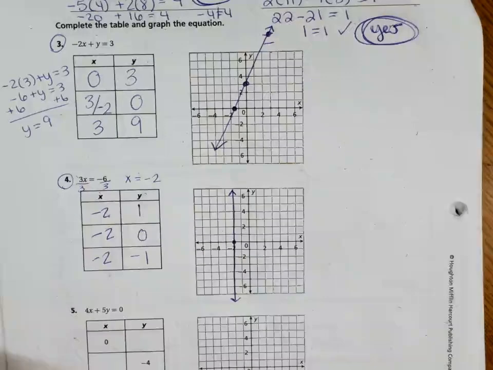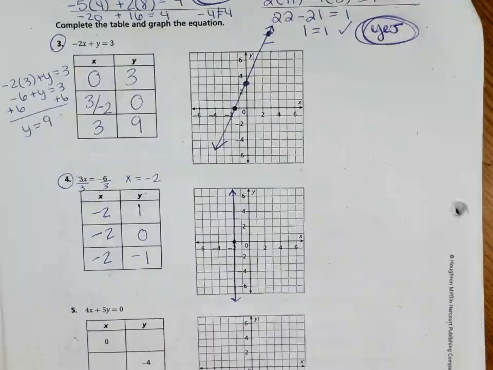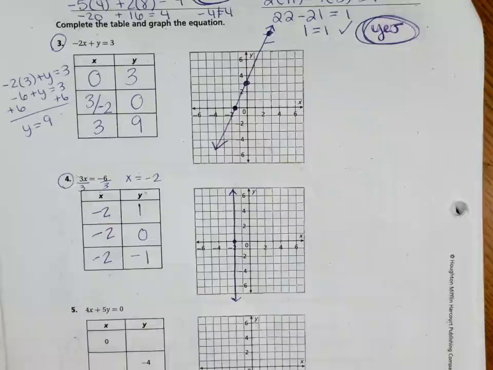You can plug in any y values you want there. It's just going to be a vertical line. So your x equals negative 2. It's a vertical line. So your y values can be any number you want to put there.